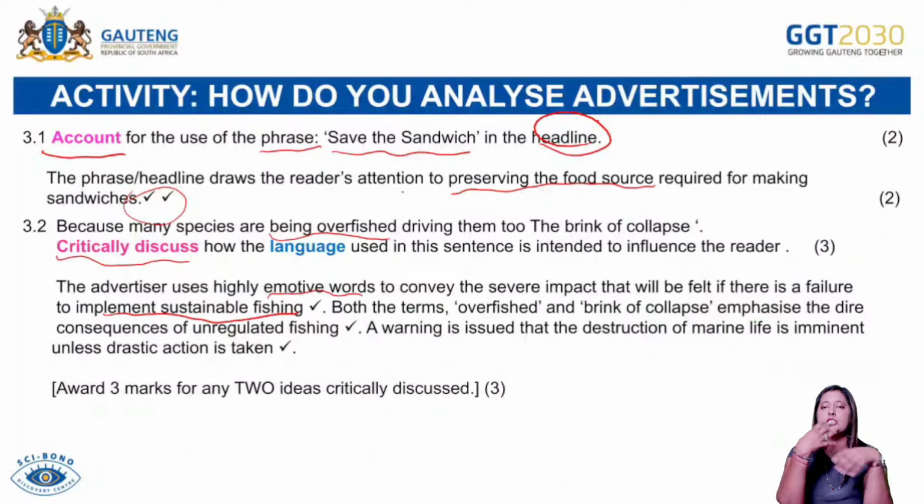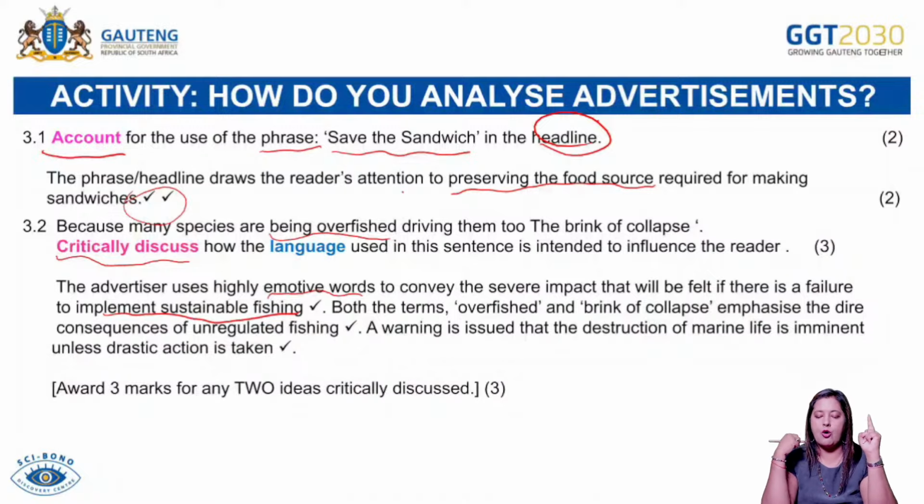So in other words, it's saying there are so many persuasive words or emotive words used to say to us that there will be a huge negative impact if we do not work to have sustainable fishing taking place. All right, so we mustn't overfish. We must fish within the normal expected levels. Right, 1 mark for that idea.